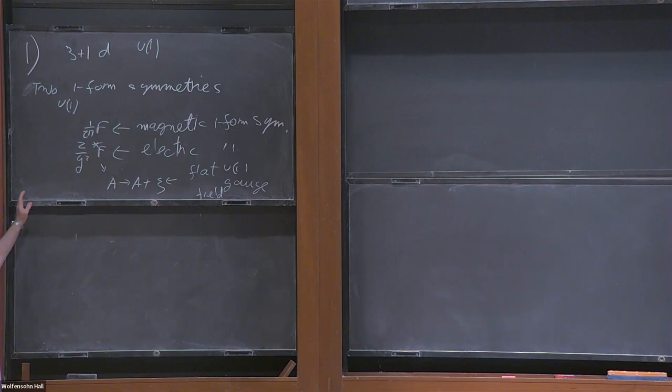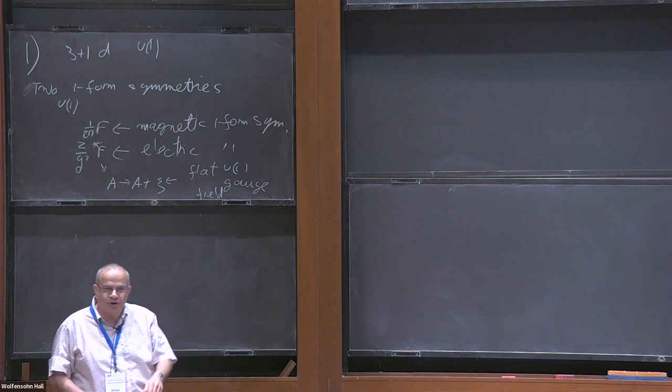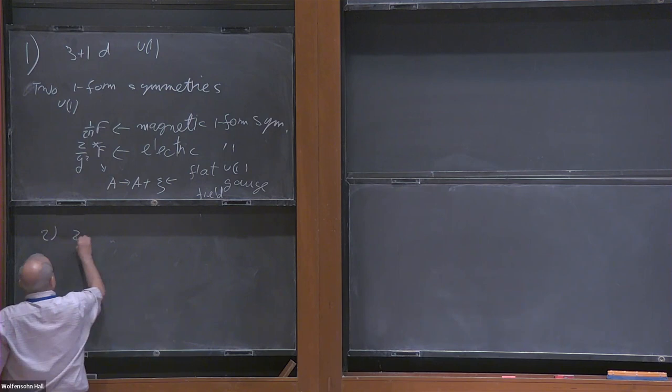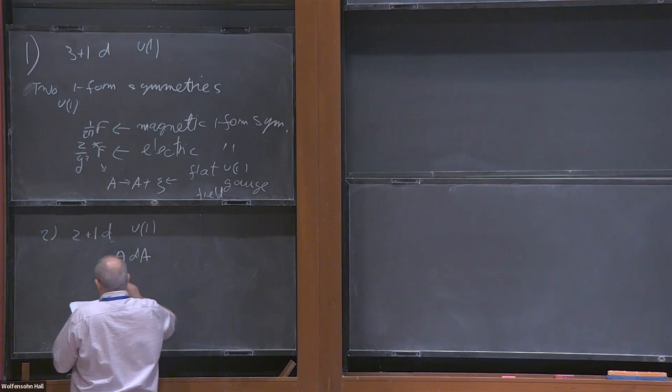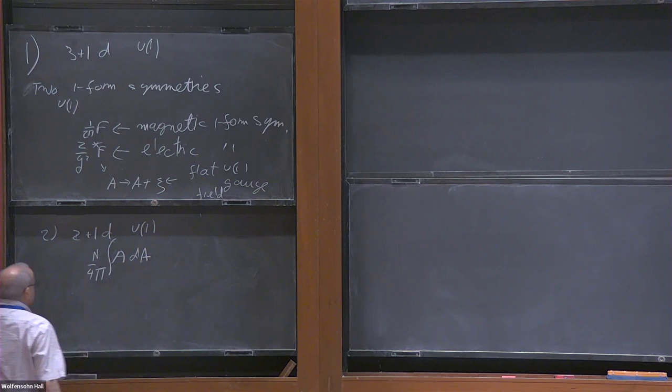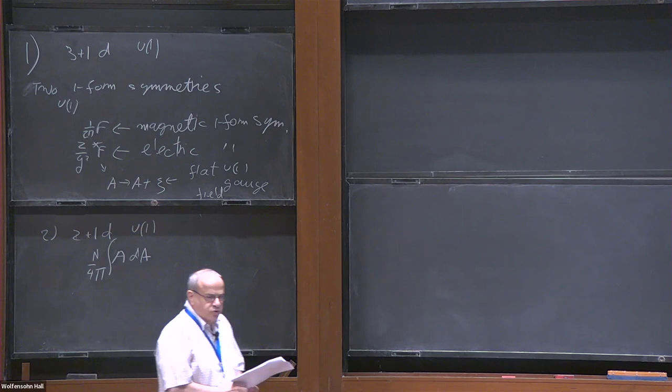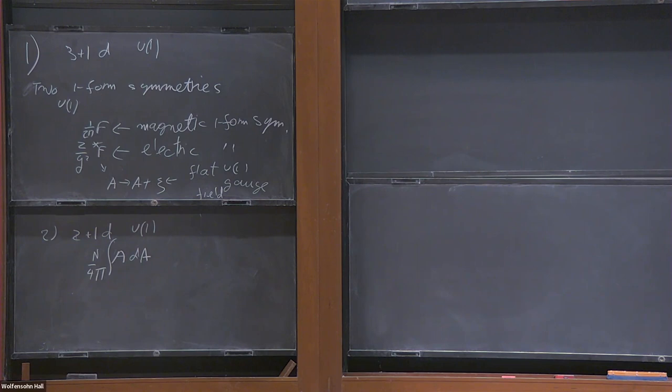So I'll take an example which is slightly more interesting, still a free field theory. So this is example number 2. I'm in 2+1 dimensions. I still have a U(1) gauge theory, but I'm taking a Chern-Simons theory. So I'm writing A dA, this is the Lagrangian, N over 4 pi. This is a U(1) Chern-Simons theory. And the notion of charge is now a little bit more complicated. And just saying what charges we have, you will not be able to get away with it.